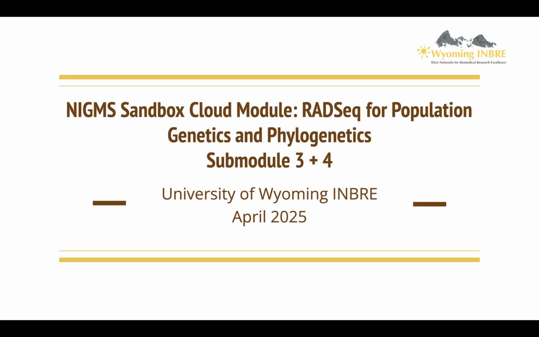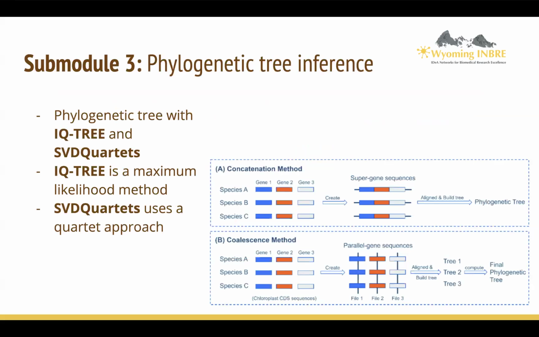In this submodule video, submodules 3 and 4, we're going to be diving into some of the background information you need for those analyses, specifically the phylogenetic analyses. Within submodule 3, after we have analyzed our ddRAD data and now have aligned sequence data, we can put that sequence data through two different common phylogenetic tree inference methods: one, the concatenation method, and two, a coalescent method.